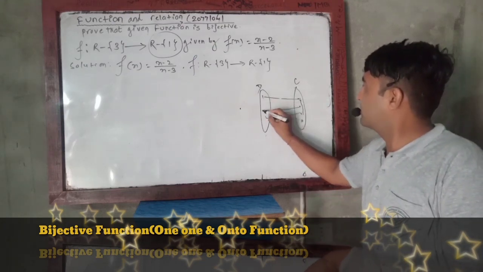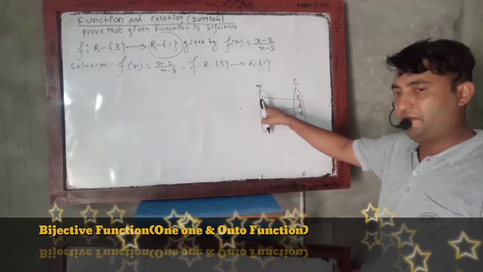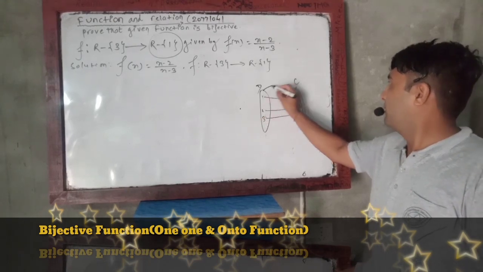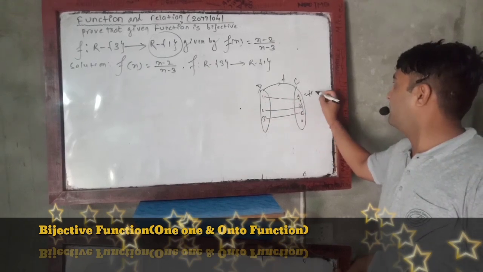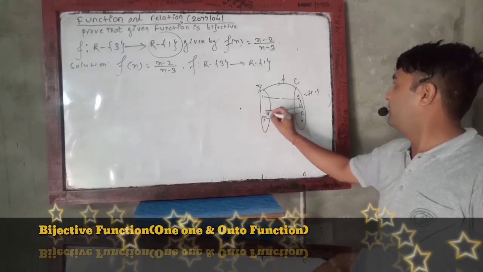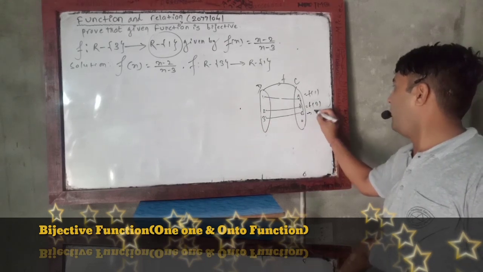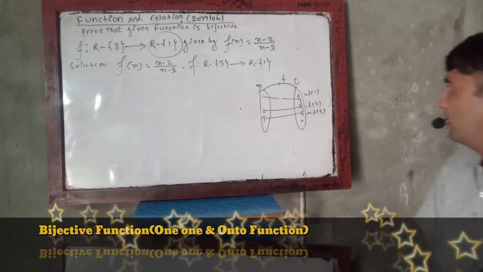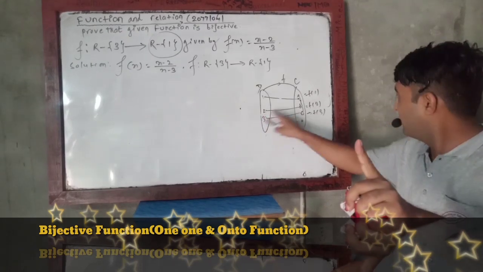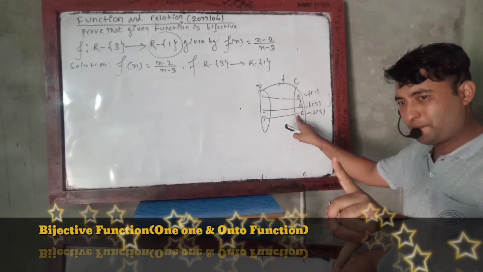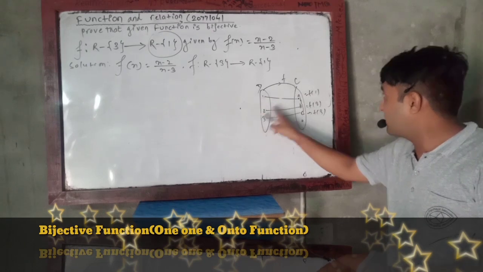Suppose this is 1, this is 2, this is 3, and this is A, this is B, this is C. Then f of 1 equals A, f of 2 equals B, and f of 3 equals C. The image of 1 is A, of 2 is B, of 3 is C. No two elements have the same image here.